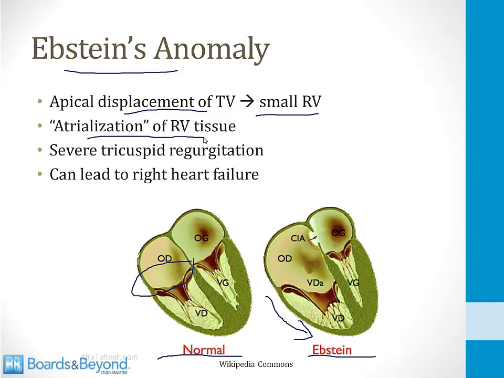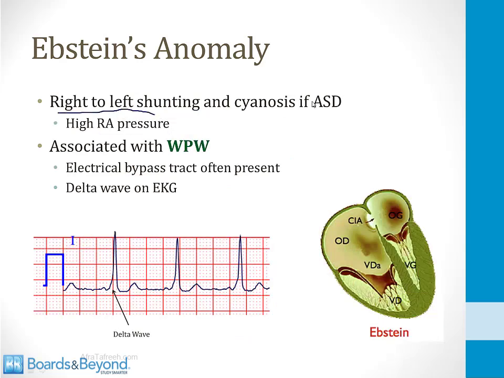The major problem in this disorder hemodynamically is that there is usually severe tricuspid regurgitation, and this can lead to right heart failure. If there is a right to left shunt, like an ASD, the high pressures in the right atrium from tricuspid regurgitation can lead to shunting of deoxygenated blood from the right side of the heart to the left side of the heart, and therefore Ebstein's anomaly can lead to cyanosis.